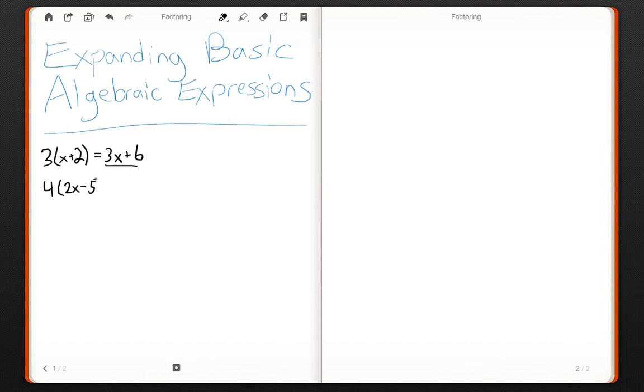Same thing with this one, except if you have something on the outside, you just treat that separately. So 4 times 2x is 8x. 4 times negative 5 is negative 20. And then we have plus 2x. And remember, when you have two terms with the same x, you can combine them. You have x in both, so 8x plus 2x is 10x. Put the x's first and the minus 20 last.